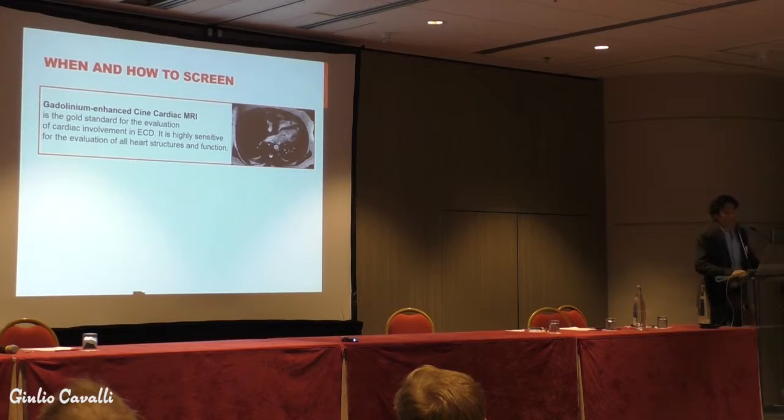When and how to screen for cardiac involvement? I'm going to be quick on this topic because it's been extensively discussed by previous speakers. The single best modality for screening for cardiac involvement, the so-called gold standard, is gadolinium-enhanced cinecardiac MRI.